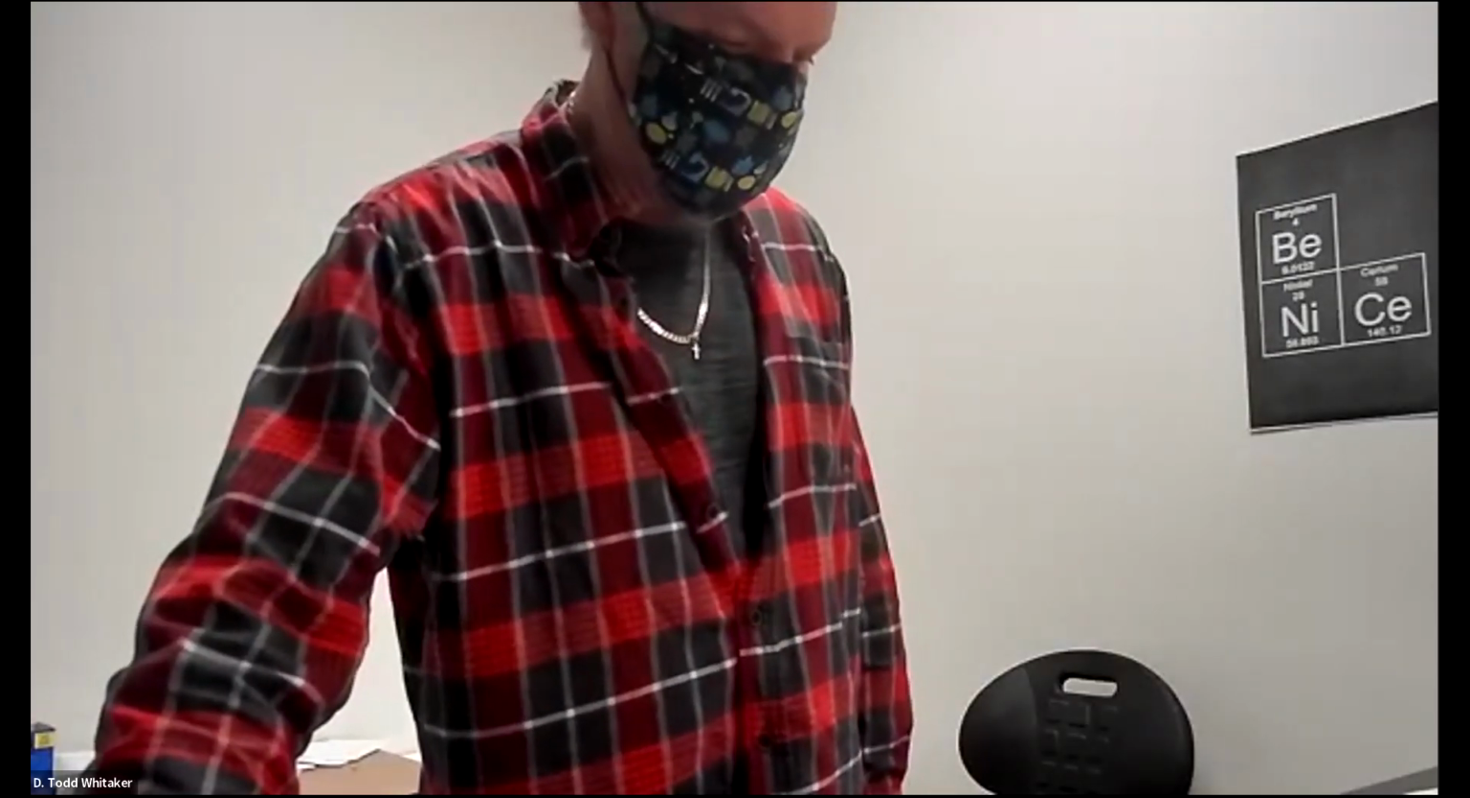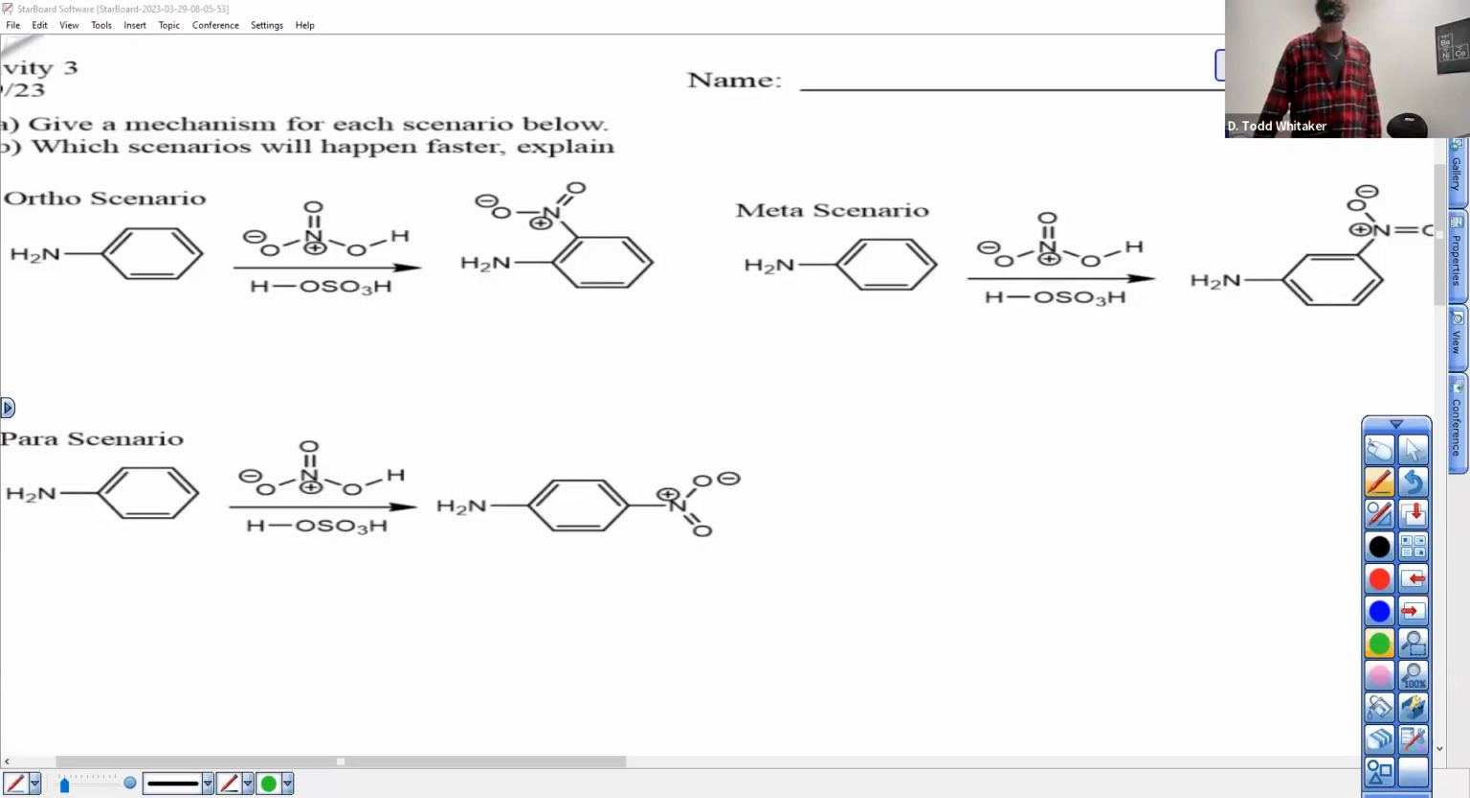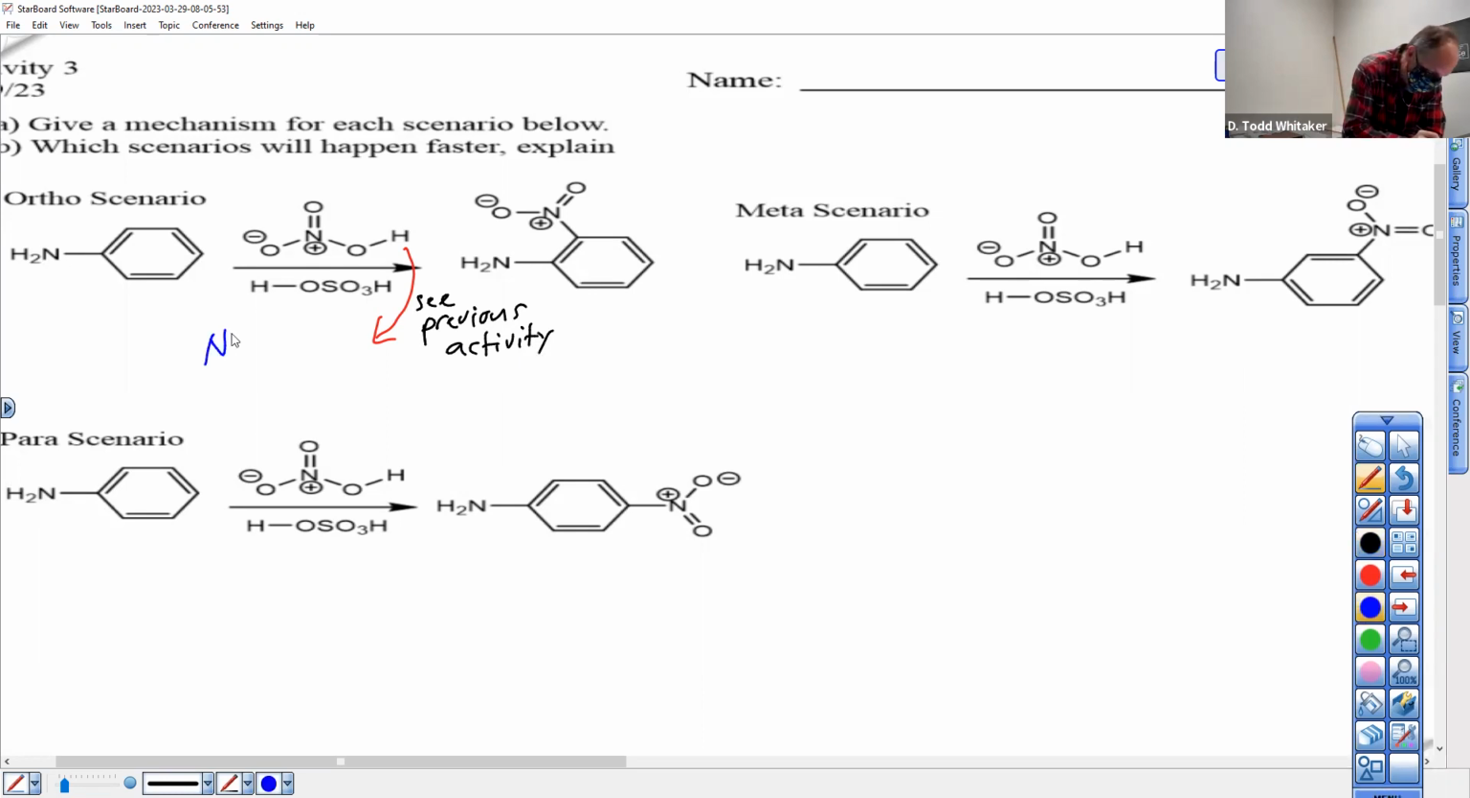Electrophilic aromatic substitution, part 2. Now that we know how to generate electrophiles, you can't do this on a test. See previous activity. You can't do that. But in that activity, you generated this electrophile. Okay? And you also made some OSO3H negative.